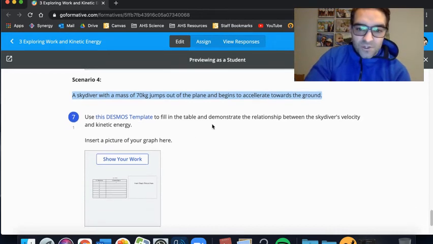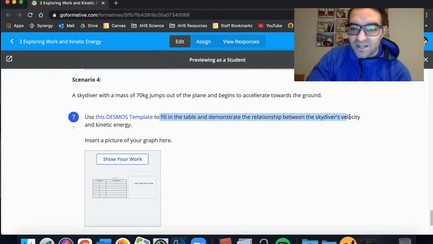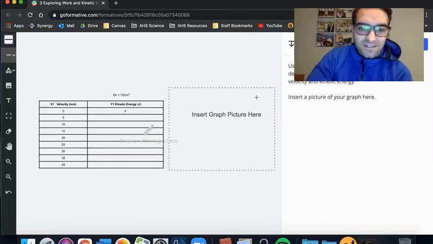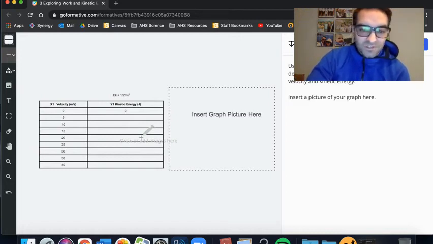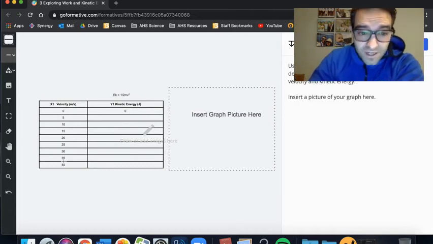You are going to fill in the table and demonstrate the relationship between the skydiver's velocity and kinetic energy. To do that, I have given us a table, but really, I want you to use the Desmos template. So keep that in mind. I've given you the velocities. You know the mass. So if you know the mass and you know the velocity, then you can solve for the kinetic energy. That being said, oftentimes it's easier if a computer will do it for you.